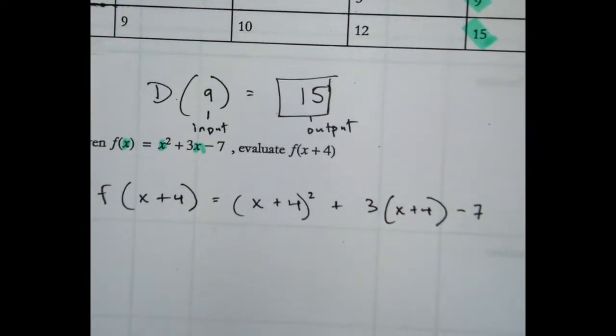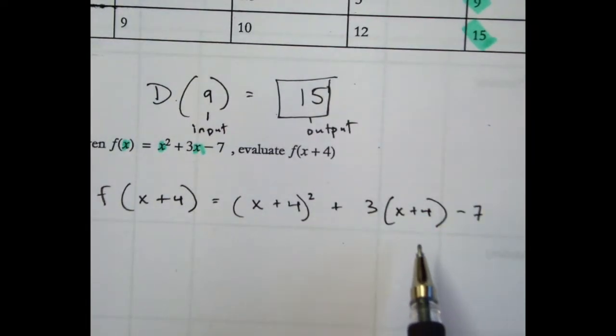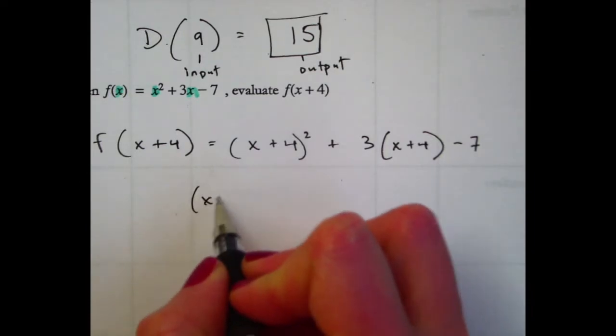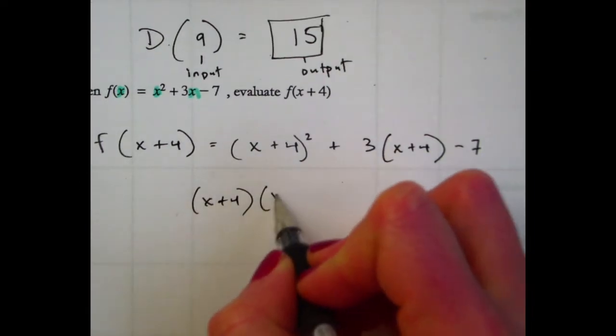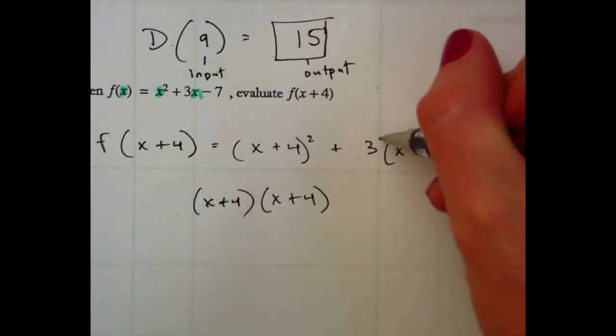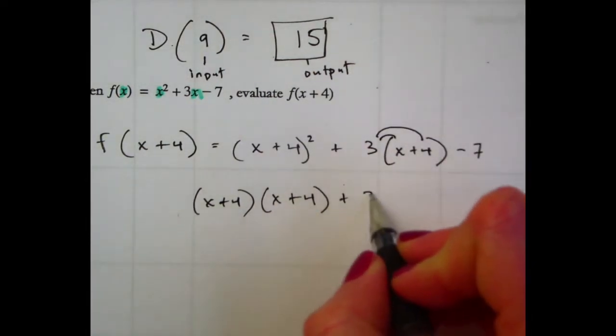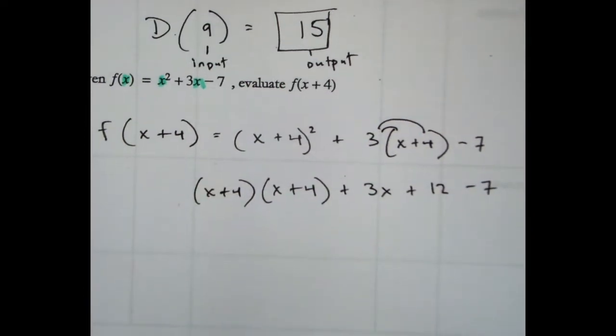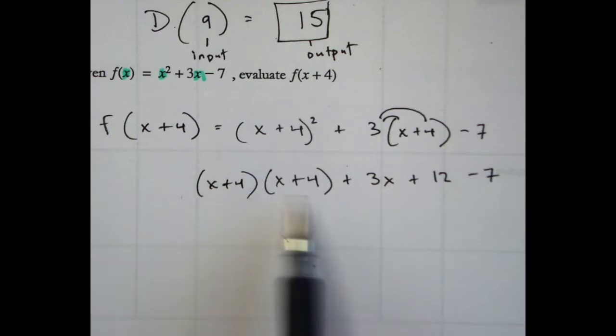And here's my output. I could leave it like this. I could also go the next step and simplify. So I'm going to do that. I'm going to expand this into x plus 4 times x plus 4. I'm going to distribute this 3 here. So I get plus 3x plus 12 minus 7. Now I'm going to distribute out this binomial.